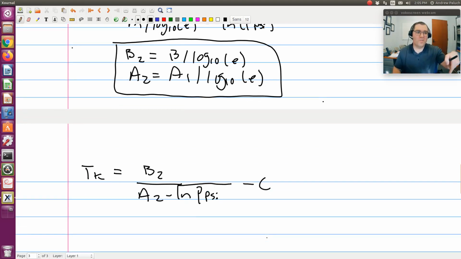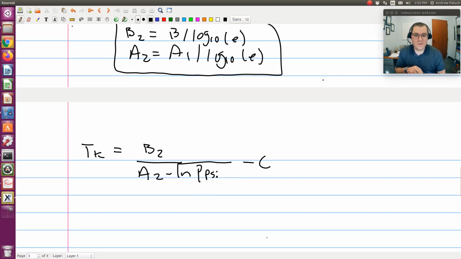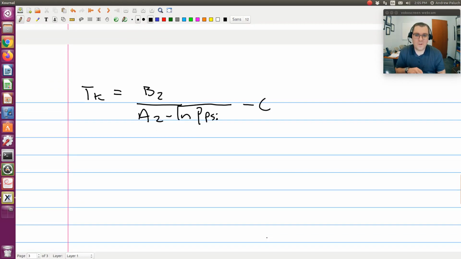So now I have an input of pressure in psi. I have natural log instead of log base 10. But the missing piece is this still gives me temperature in Kelvin. I want temperature in degrees Fahrenheit. So what I'm next going to need to look up is our conversion for temperature.